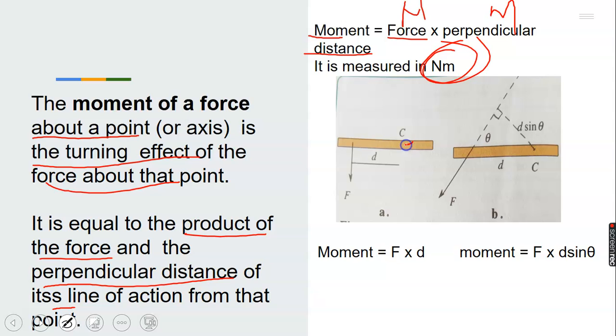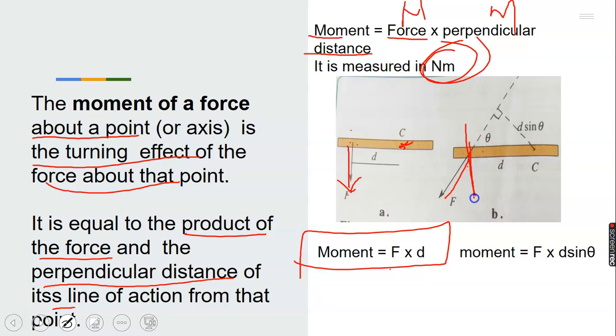Now look at this diagram. Let's say this is the point. At point C is where this ruler is being pivoted, the axis. And you apply your force along this line. The distance of the force from the point of axis times the force will give you the moment of force about that point. You can see here our moment of force equals force times distance. But when you are applying your force at an angle theta, that means you have to find the distance.